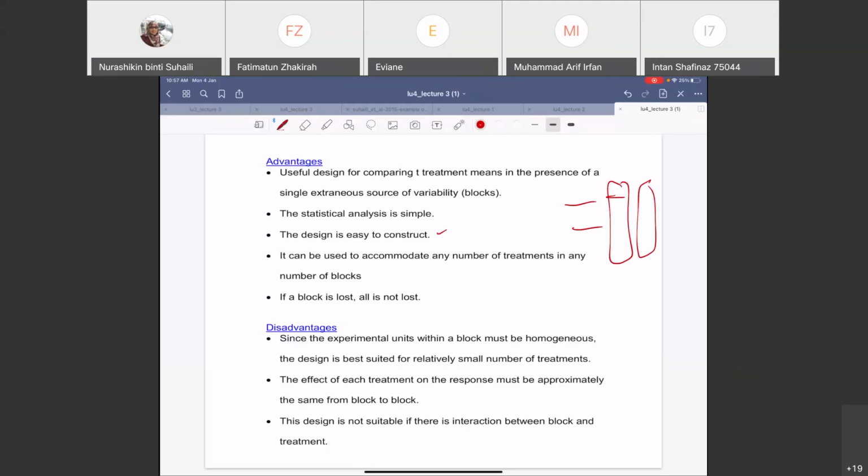Disadvantages. Okay. The design will not be suitable if there is interaction between block and treatment. That's why I say some of the cases might not need the blocks. Maybe when you are collecting samples, you don't really need blocks. For a simple research or simple survey with year 1, year 2, year 3, that maybe depends.